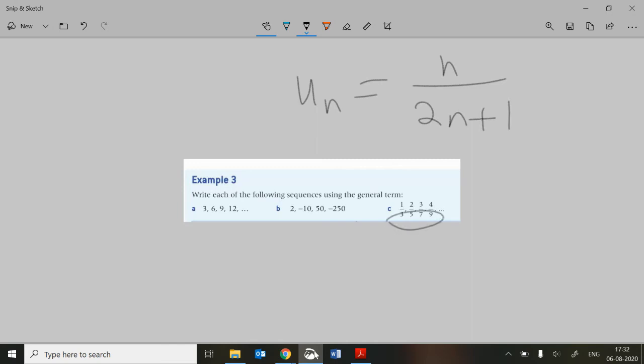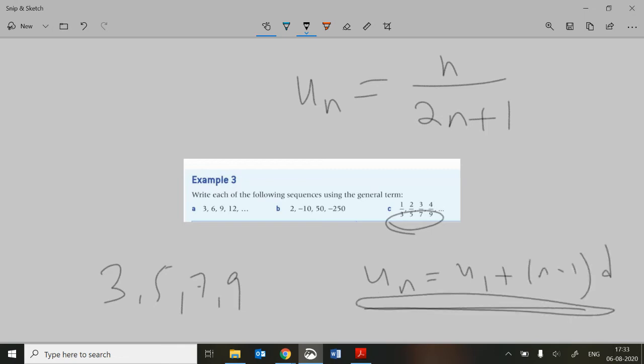Now again, for those bottom numbers, you can obviously do 3, 5, 7, 9. You can put that into UN equals U1 plus (n minus 1)D. That's the formula for an arithmetic sequence, remember, and that will give you this thing here. It's pretty simple here, so that's why I'm not laboring it.